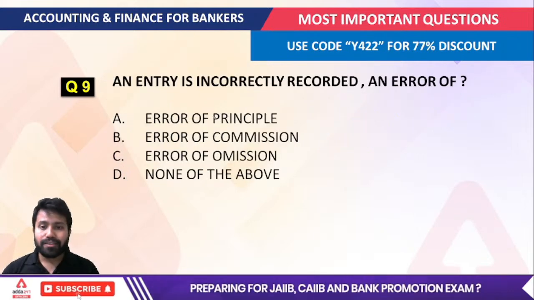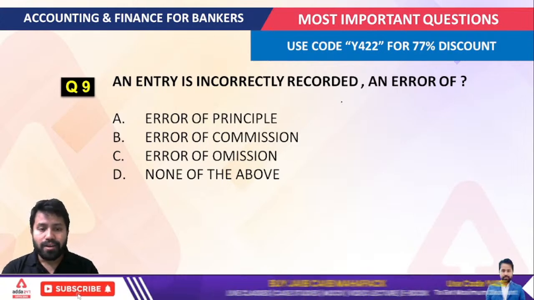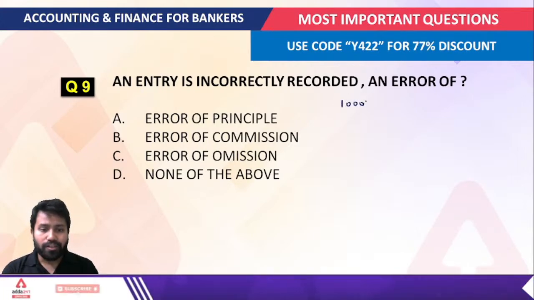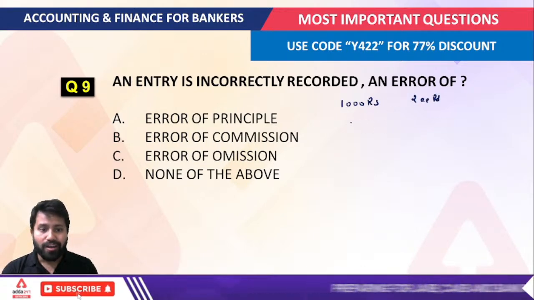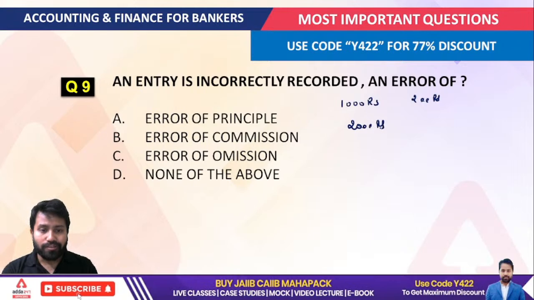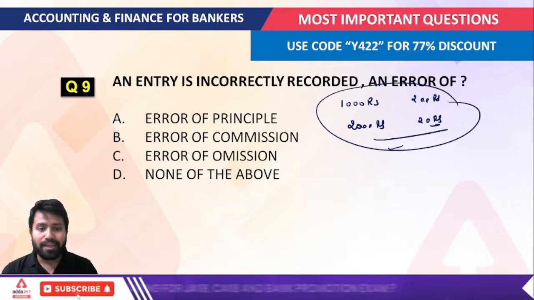An entry is incorrectly recorded, that means what kind of error is it? You can understand incorrectly recorded. Suppose you have to record 1000, but by mistake you recorded only 200. Or you have to record 2000 rupees, but by mistake you recorded 20 rupees. So that means an error is incorrectly recorded.